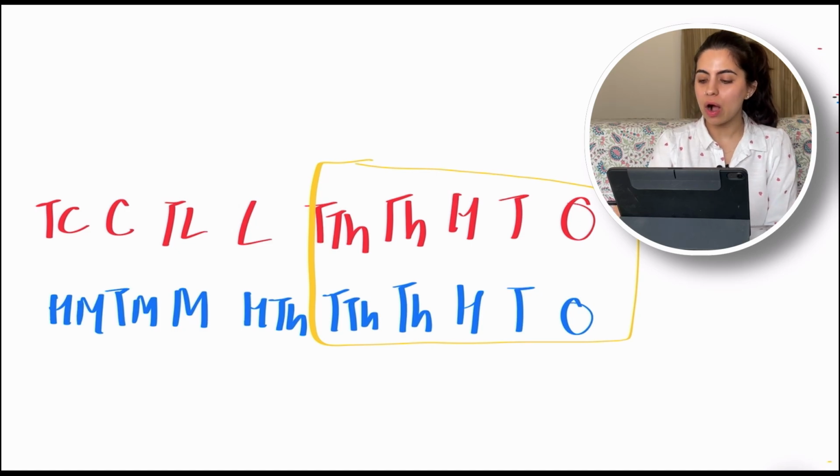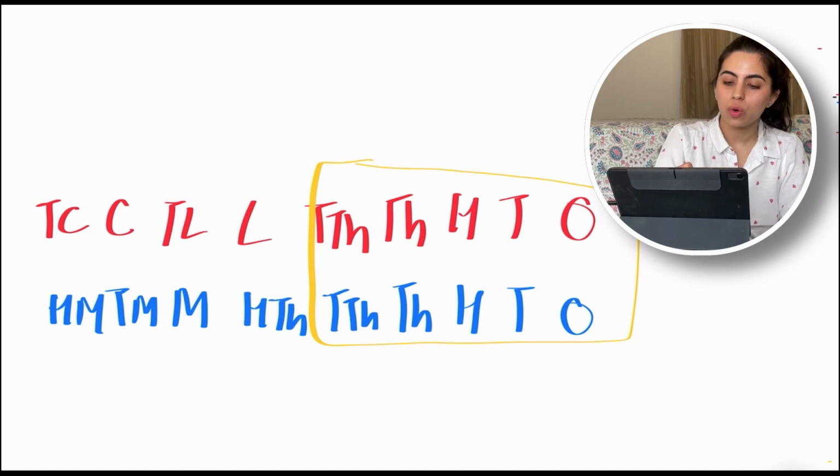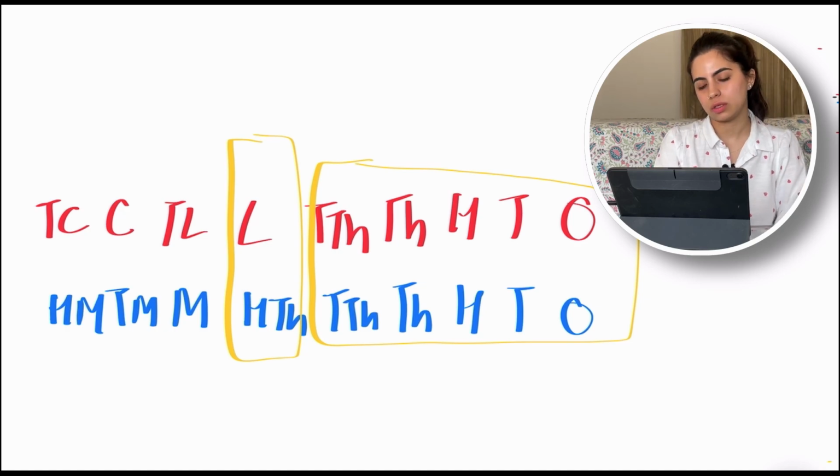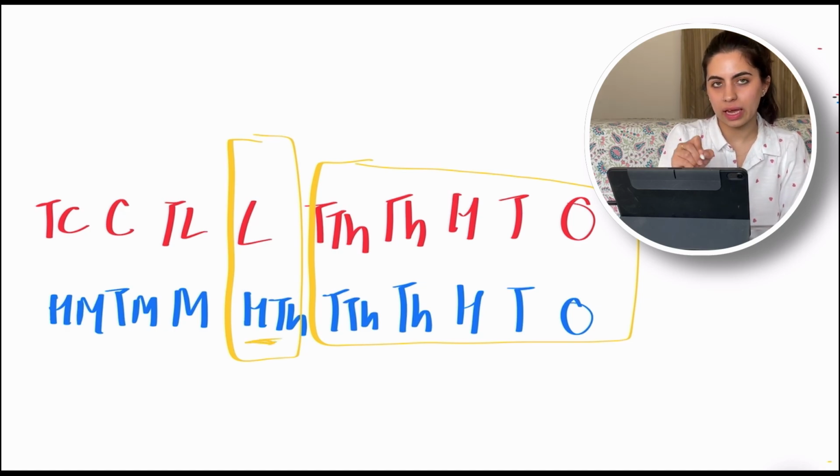Okay, now how much is 1 lakh in the international number system? Now 1 lakh is equal to 100,000. You can see it's 100,000. 1 lakh is equal to 100,000.